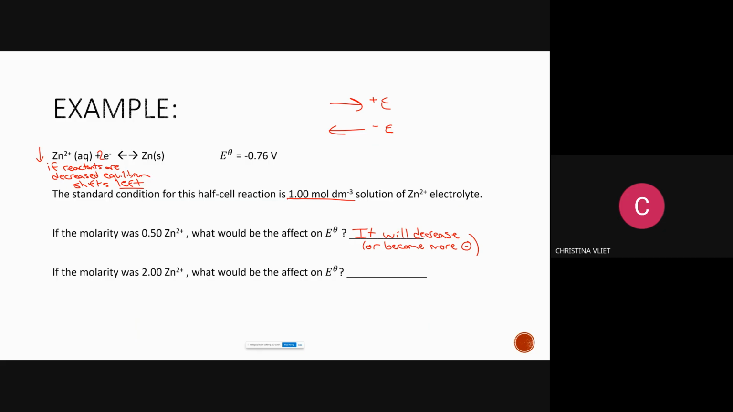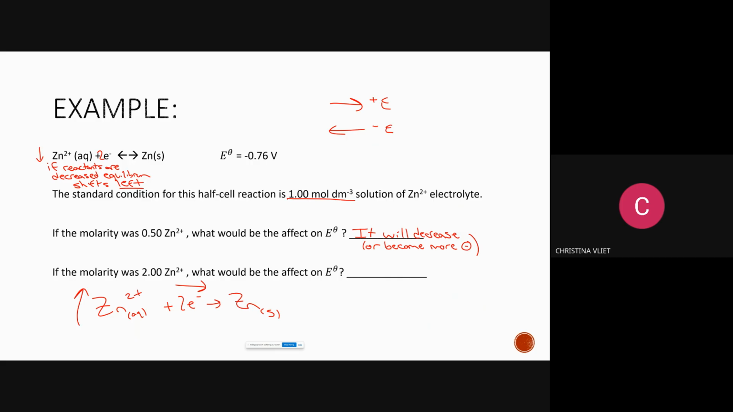Second one's the opposite scenario. We are now increasing our molarity of zinc 2 plus. So what happens if you increase the molarity from 1 to 2? What happens according to Le Chatelier's principle? If I have too many reactants, in order to shift the balance, what has to happen? You have to make more products, right? If I have too many reactants, reaction shifts the opposite direction from where I have too much. And so I'm going to make more products if I increase the concentration.